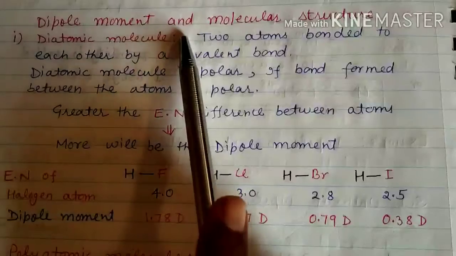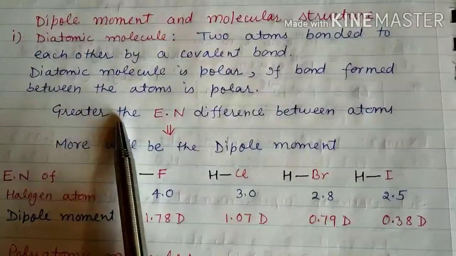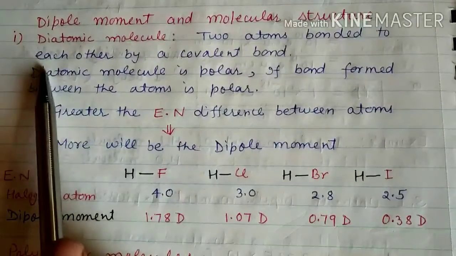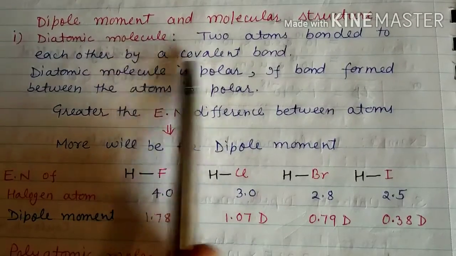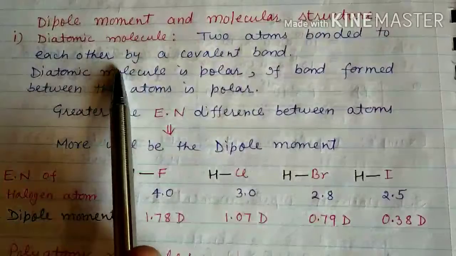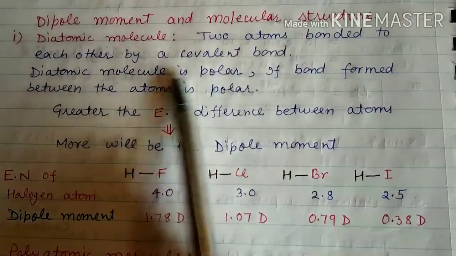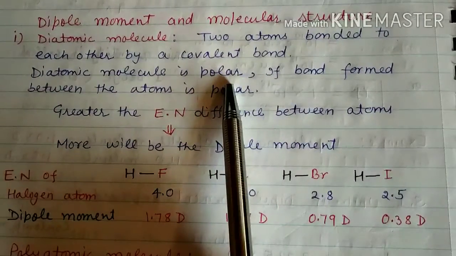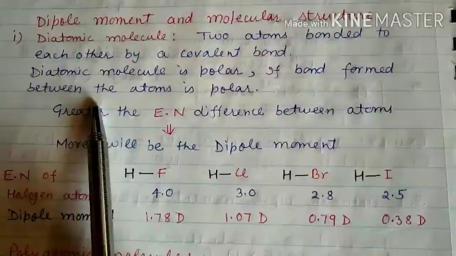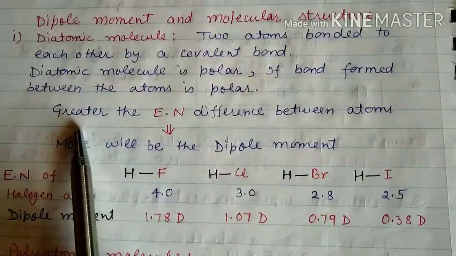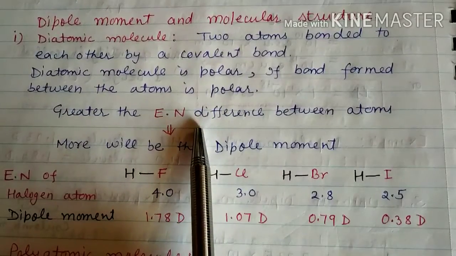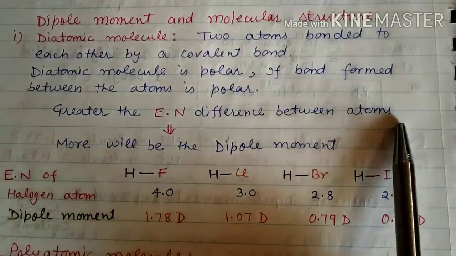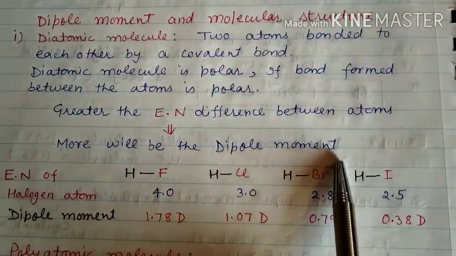Further, dipole moment and molecular structure. A diatomic molecule has two atoms bonded to each other by a covalent bond. A diatomic molecule is polar if the bond formed between the atoms is polar. The greater the electronegativity difference, EN, between the atoms, the more will be the dipole moment.